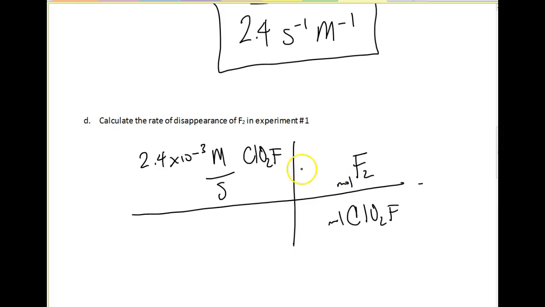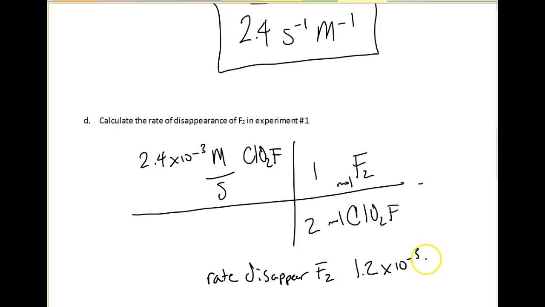And so this is a 1 to 2 ratio. So it's going to be half the rate. So the rate of disappearance of F2 is going to be, we'll just go ahead and solve this. We get 1.2 times 10 to the negative third molarity per second, or moles per liter per second. There's our answer.